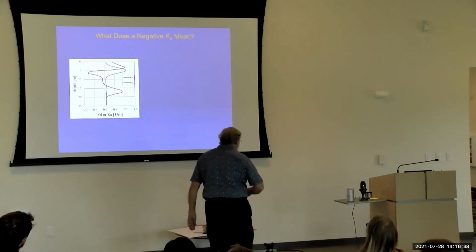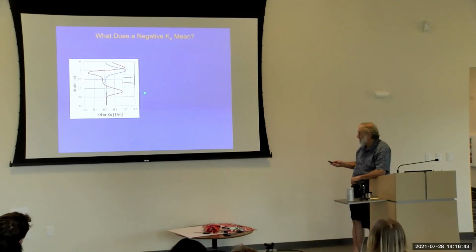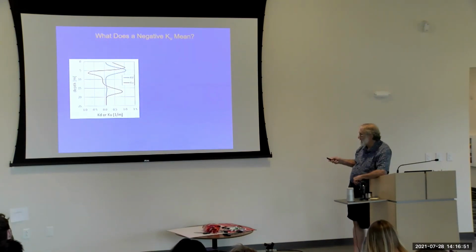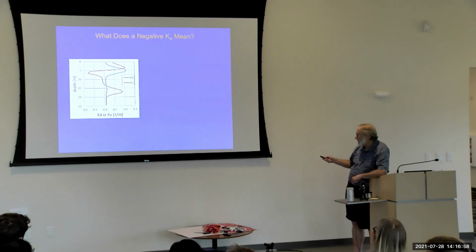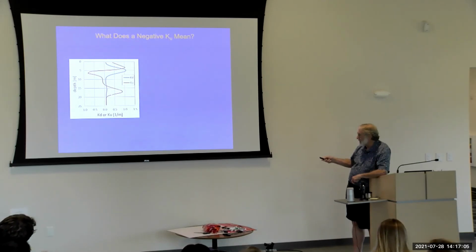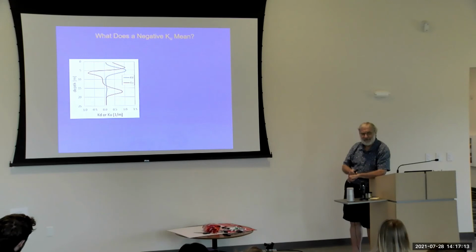Okay, so here I plotted KDs and KUs, and here's 0. Notice the KD is positive because ED is always decaying with depth. But now what does it mean that the KU started out positive, but then it went below 0 and then it went above 0 again? So what does a negative KU mean for EU?